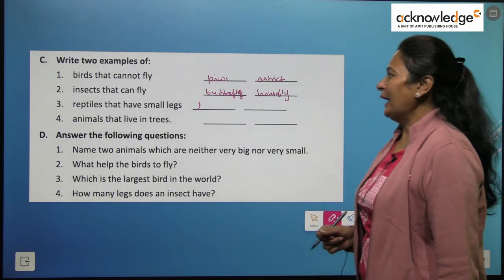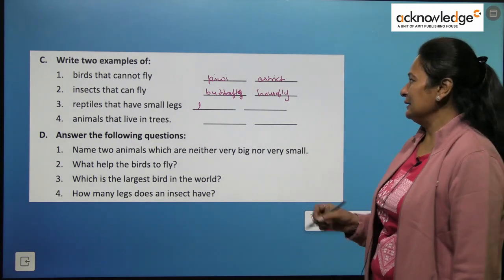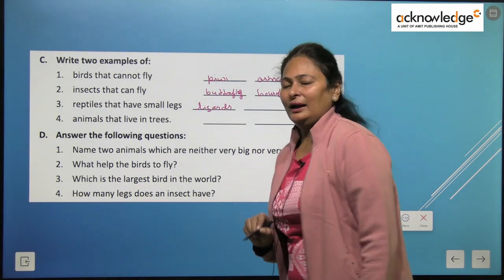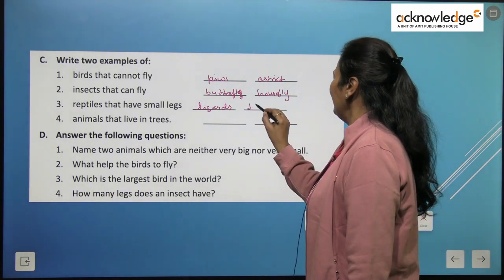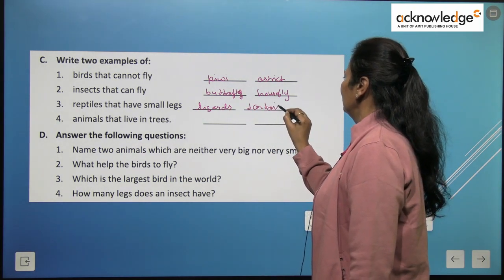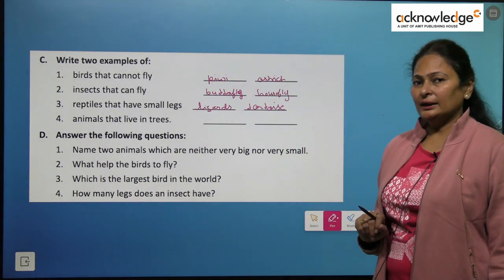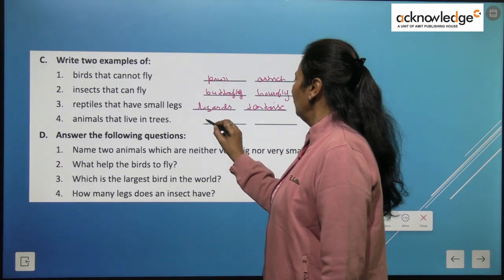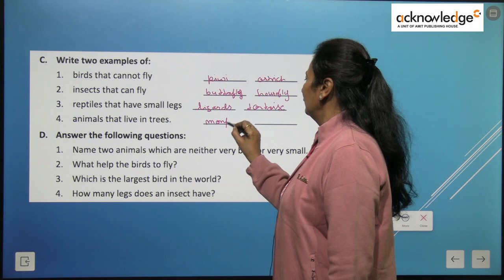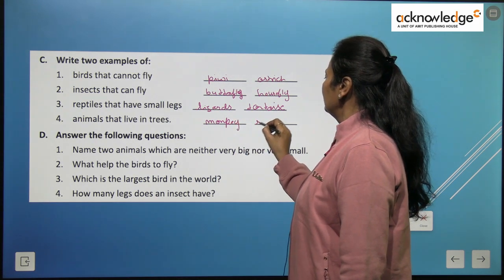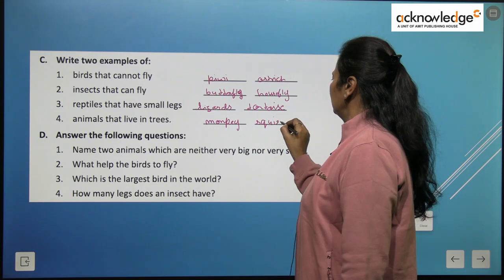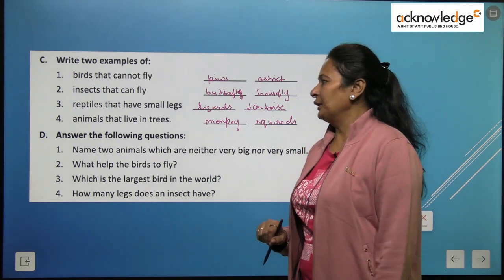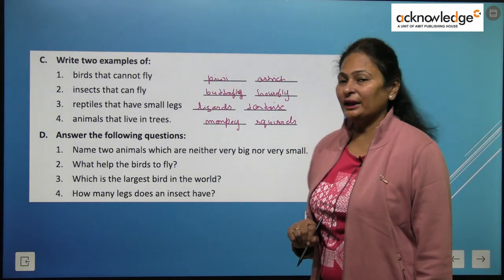So, the third one is reptiles that have small legs. Reptiles like lizards and tortoise have small legs. So the fourth one is animals that live in trees. Animals that live in trees are monkey and squirrels. Okay kids, have you done? Very good.